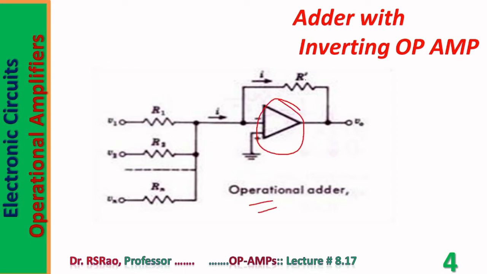This is the op amp. Here are R prime, R1, R2, etc., Rn. Several resistors are there. Notice all these resistors are connected to the inverting terminal. Each resistor is given an input V1, V2, etc., Vn. Output is V0. This is the circuit with which one can do addition. The mathematical foundation behind this circuit will be shown in the next slide.